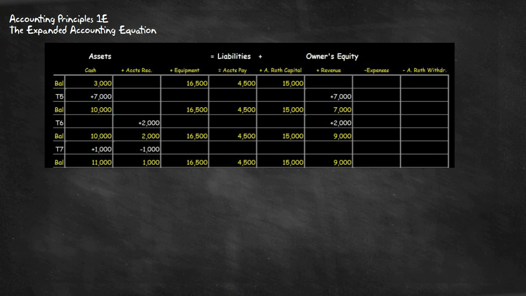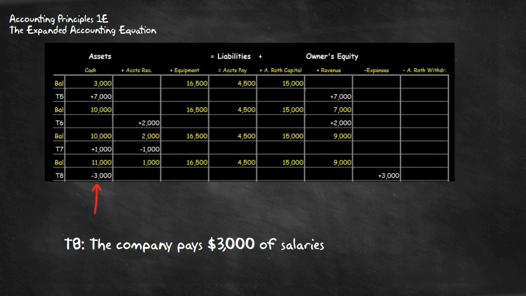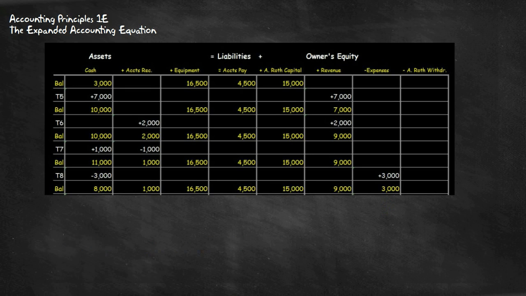Moving on to transaction 8. The company pays $3,000 of salaries. So I pay salaries, which is going to reduce cash by $3,000. Salaries is an expense, so I'm going to increase the value of my expenses by $3,000. This may be confusing, but remember, owner's equity decreases as expenses increase. So we will retotal our accounts and notice how the accounting equation is still in balance.